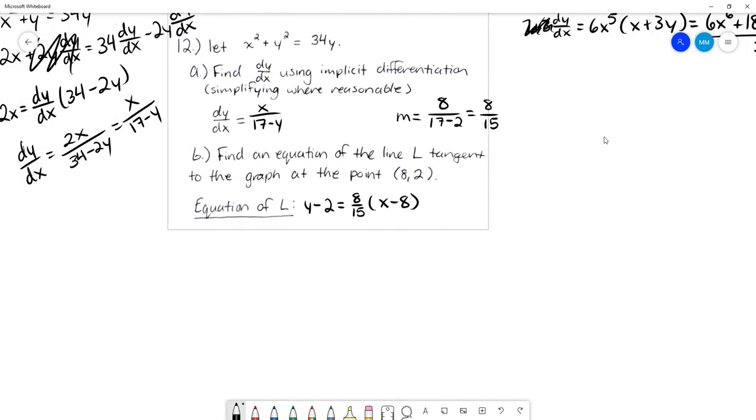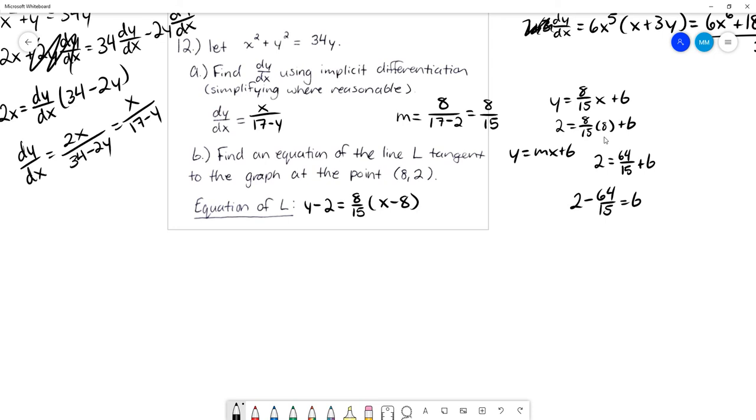If you do want to do slope-intercept form for whatever reason, so that's of course our y equals mx plus b, you could do y equals 8/15 x plus b, and then of course plug in those values to solve from there. So it would be 2 equals 8/15 times 8 plus b, and then you just have to solve for that b value. So it's 2 equals 64/15 plus b. So 2 minus 64/15 equals b. Sorry, 15ths, not fifths. Careful.